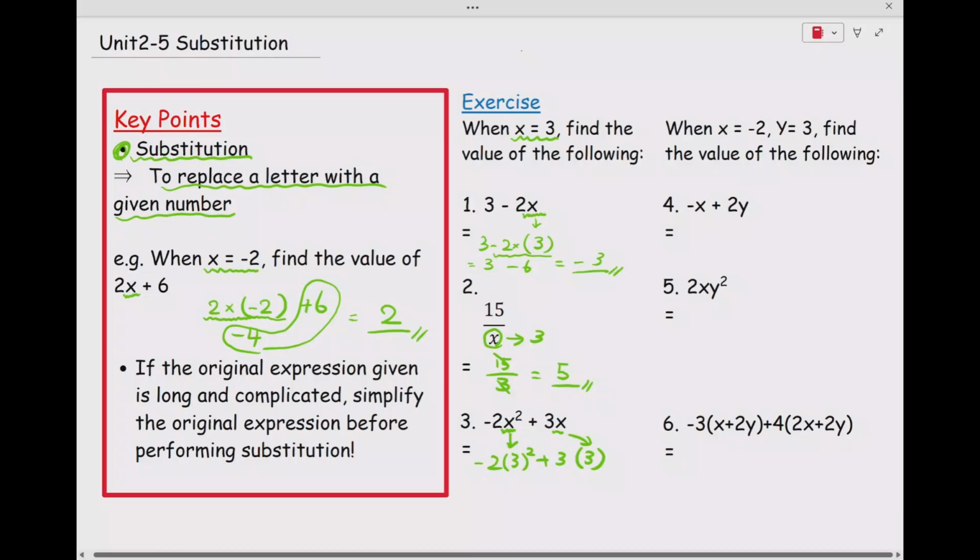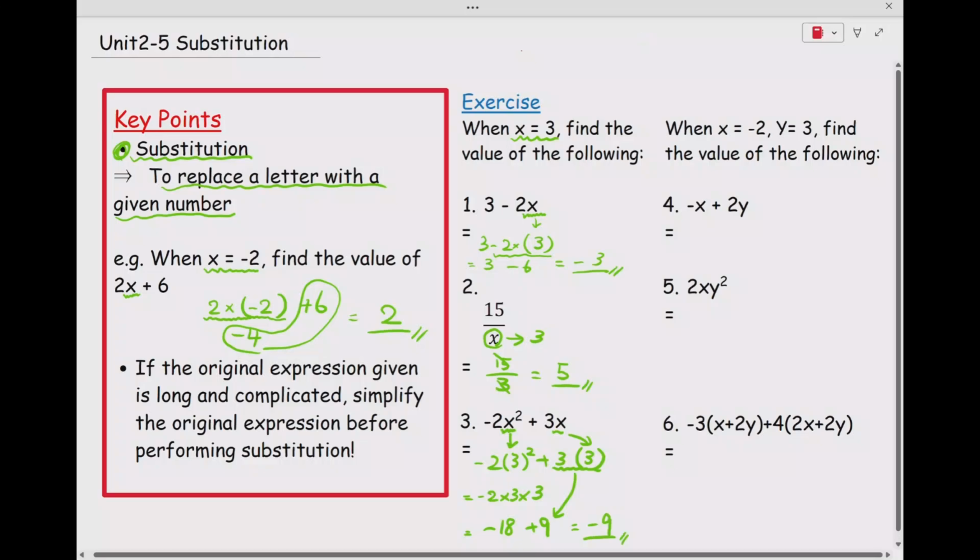Let's calculate the first part of the expression. Minus 2 times 3 squared means minus 2 times 3 times 3. So we get minus 18. Then, the other part of the expression in the back is 3 times 3, which equals 9. Therefore, the original expression becomes minus 18 plus 9. And the answer would be minus 9.